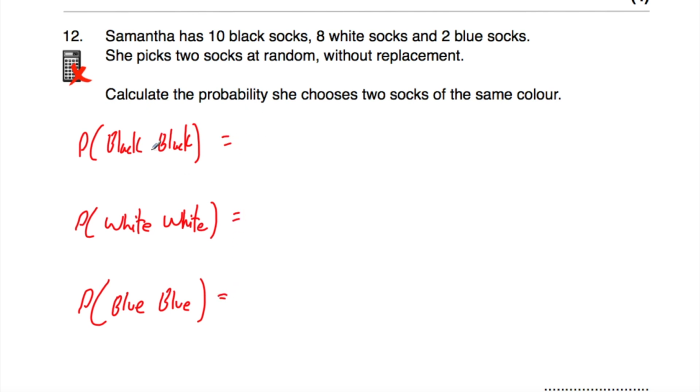So the probability of a black and a black, the first sock being black, well, let's work out how many socks there are altogether. 10 plus 8 is 18, plus 2 is 20, there's 20 socks. And in terms of the 20 socks, 10 are black.